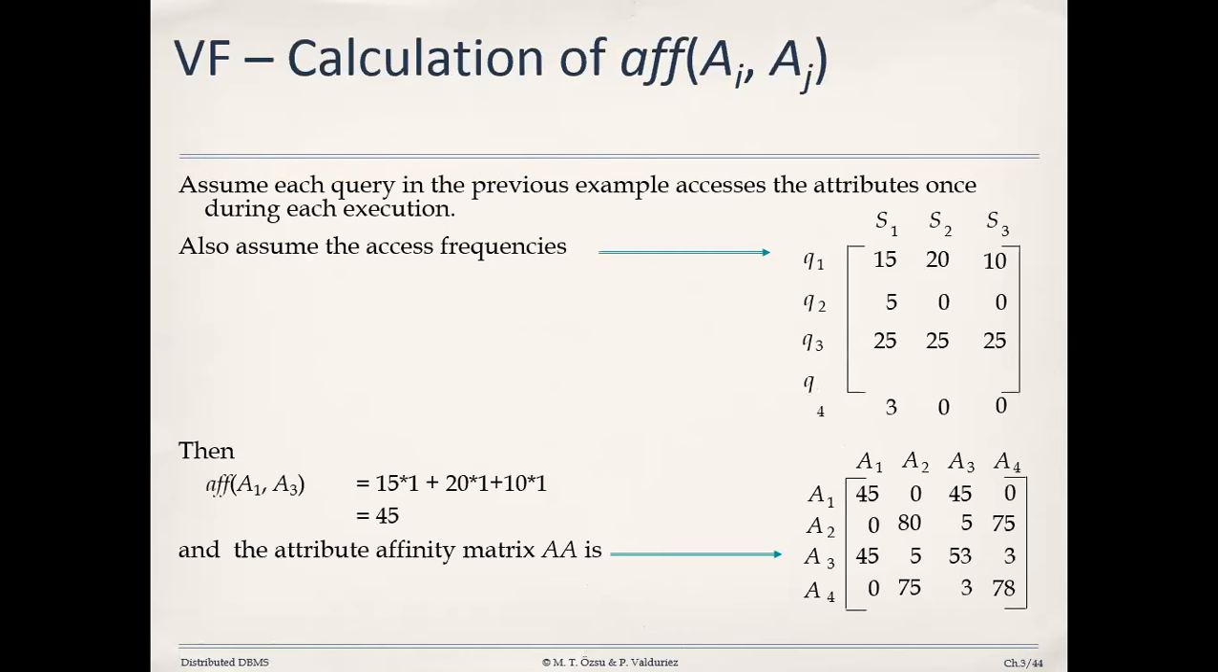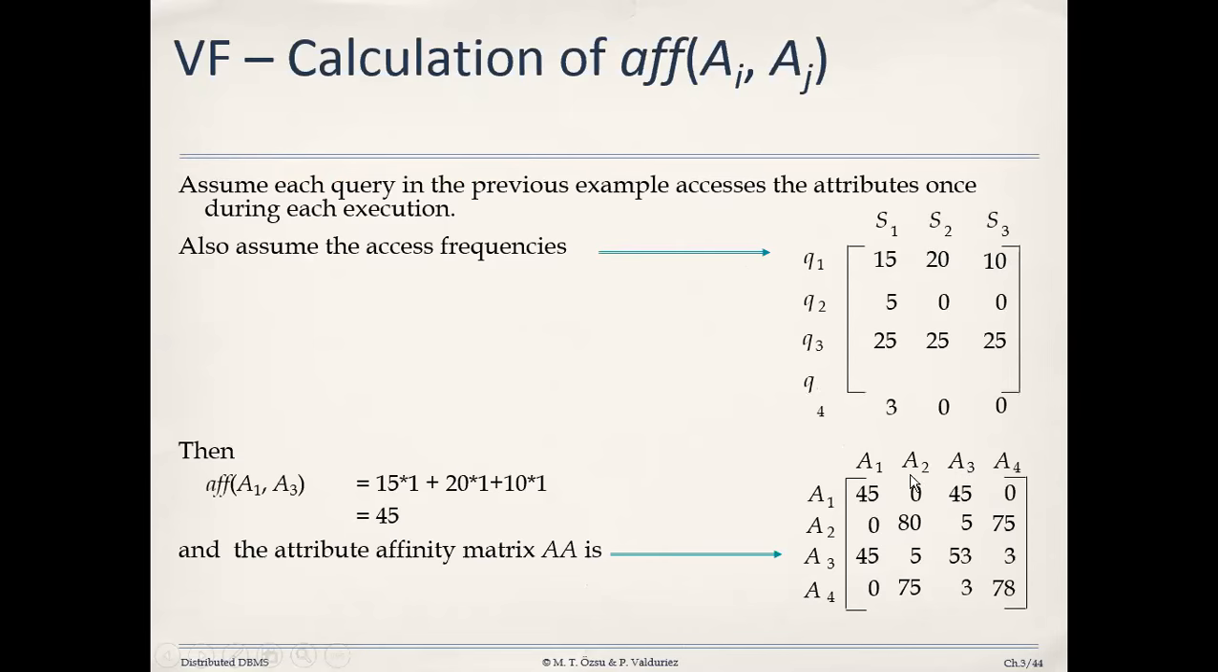So the value is computed on only query 1, that is 15 into 1, because we have assumed a single value of 1. 15 into 1 plus 20 into 1 plus 10 into 1, this value comes to be 45. So here you can see that it is 45.